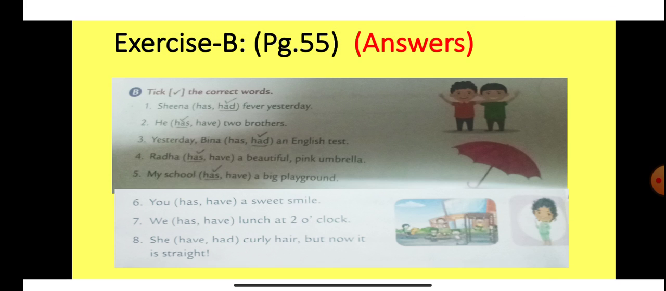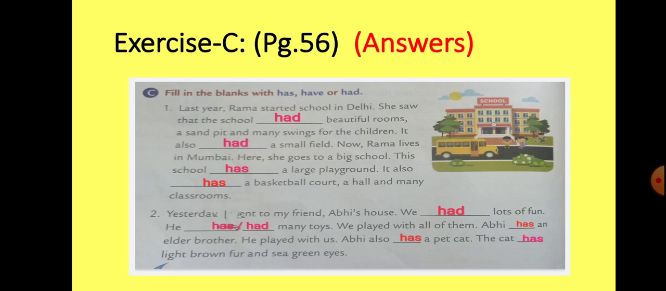Now let's move on to the next one. Exercise C. Fill in the blanks with have, has, or had. Again, you have to keep in mind the present and past tense. Present we use has or have, and for past we use had. Number 1, last year. So here we are talking about the last year. Okay, past. Rama started school in Delhi. She saw that the school had beautiful rooms, because we are talking in past, a sand pit and many swings for the children.